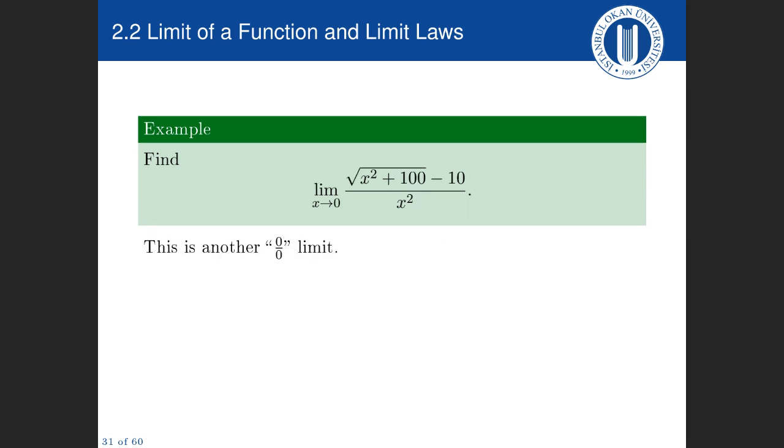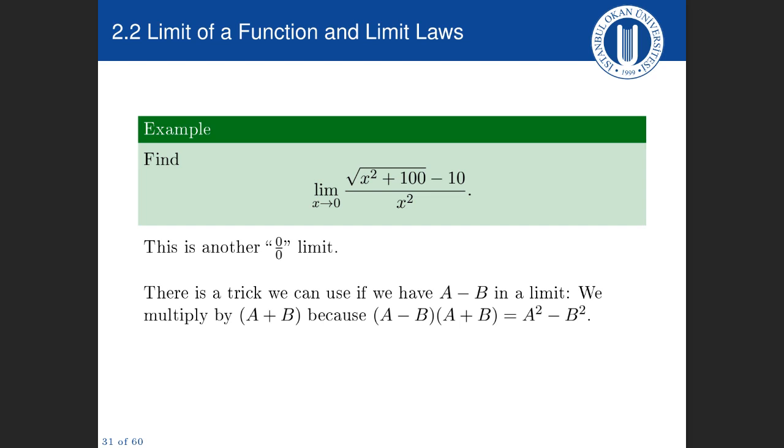Find the limit as x tends to 0 of the square root of x squared plus 100 minus 10 divided by x squared. This is another one of those 0 divided by 0 limits. That's not the answer because that's not a number. There's a trick that we can use for limits like this. If we have something which looks like a minus b in a limit, the trick we're going to do is we're going to multiply by a plus b.